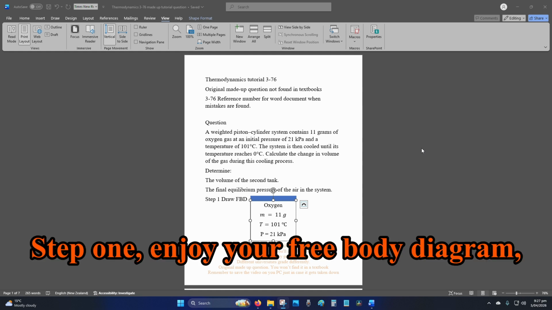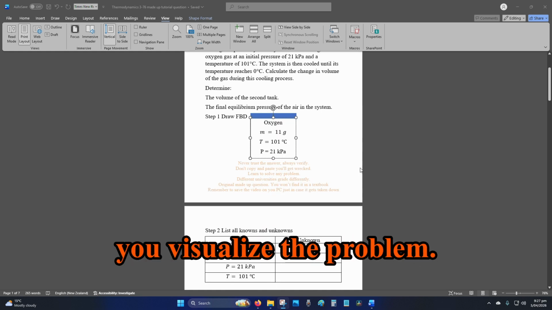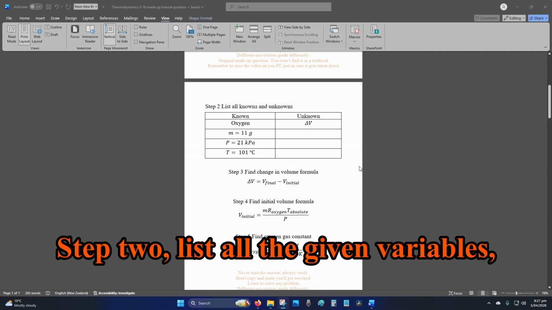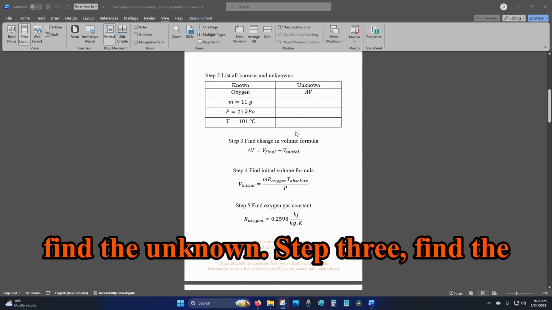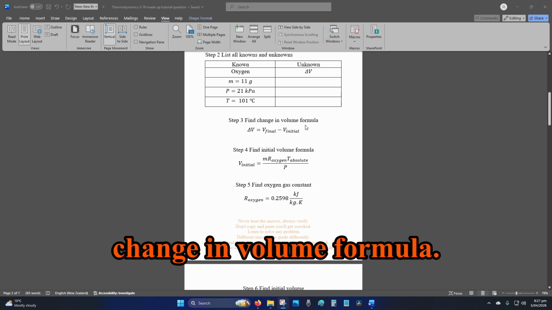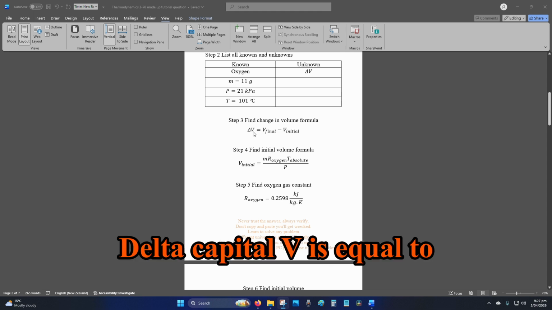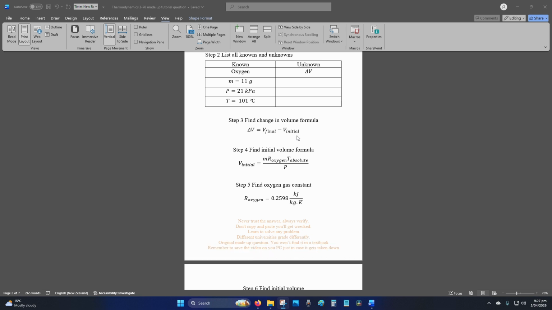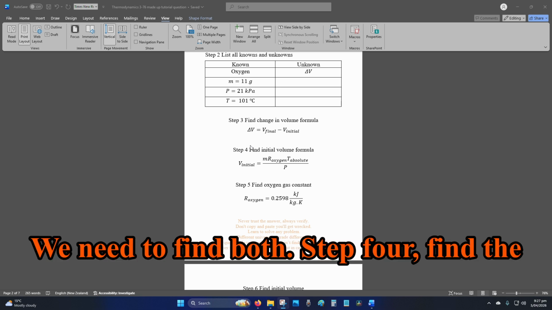Step 1. Draw your free body diagram, your FBD. This will help you visualize the problem. Step 2. List all the given variables. Find the unknown. Step 3. Find the change in volume formula. Delta capital V is equal to final minus initial volume. We need to find both.